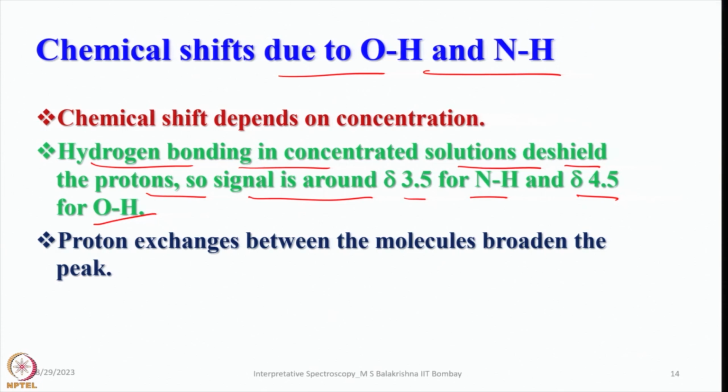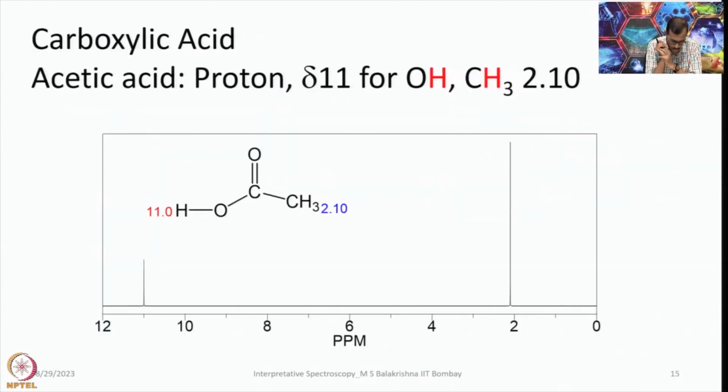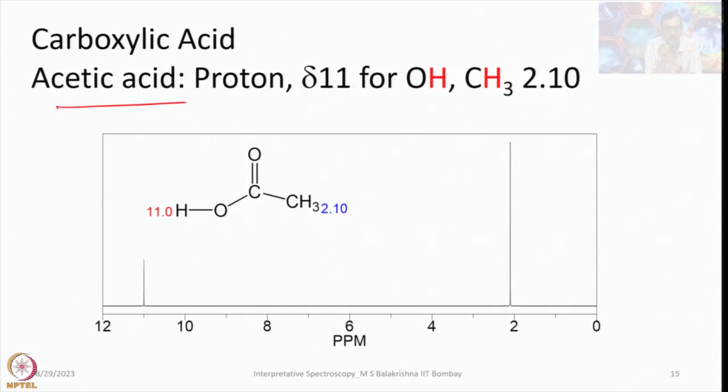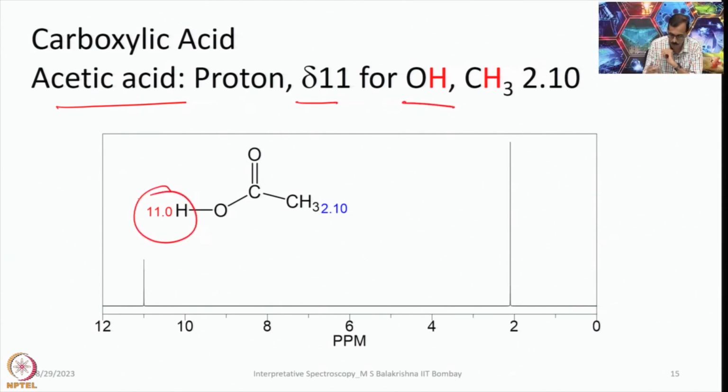So, another reason for broadening of these OH and NH peaks in NMR is because of proton exchange between the molecules. So, now let us look into carboxylic acid. So, acetic acid is what I have considered here, and delta 11 for OH comes here. Okay, this is for OH, whereas for CH3 it comes around 2.1 here, and you can see here considerable de-shielding is observed for the carboxylic proton and it appears at 11 ppm.